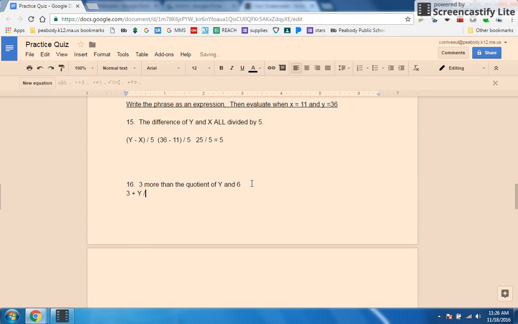So y divided by 6, quotient means division. So there's the first part, now you want to evaluate it. So 3 plus y is 36 divided by 6. Order of operations, so division first. So 3 plus 6, which equals 9. So you need both answers, the algebraic expression and then your work to get the answer.